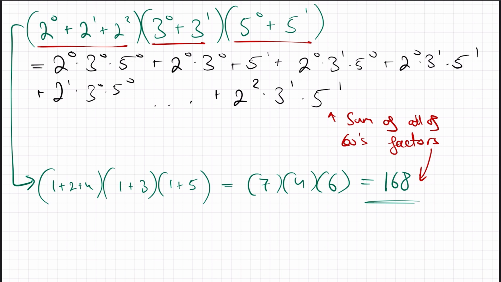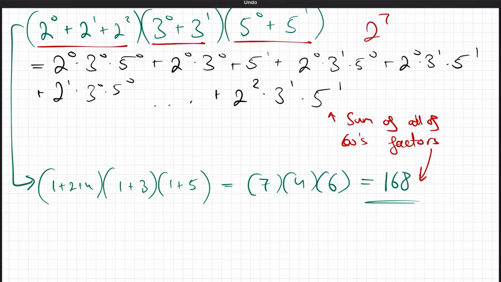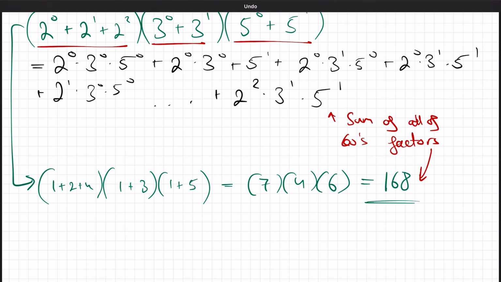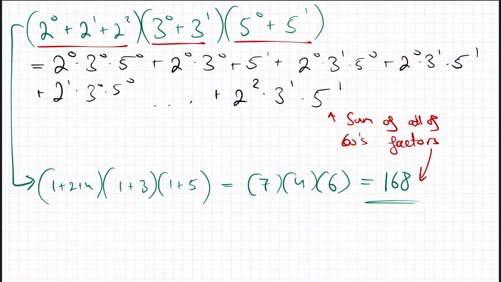So if we had a number which had 2 to the 7 in it, it would be quite difficult and unreliable to try and sum those 7 numbers. So what we could do instead is use the fact that this is a geometric sequence and use the sum of geometric series formula to work out what each of these brackets is. And then we just multiply them together. So that's a super fast way of finding the sum of any number's factors.